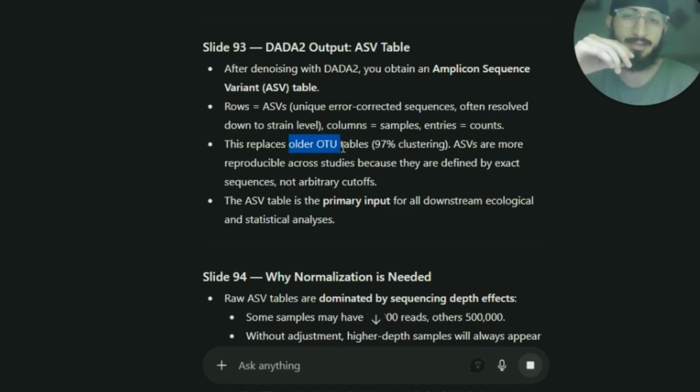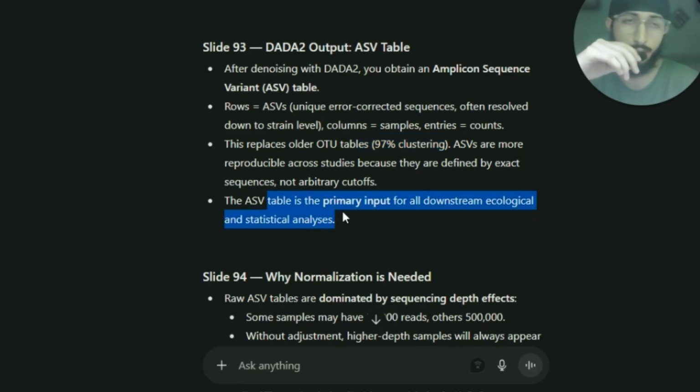This replaces older OTU tables which have 97% clustering. ASVs are more reproducible across studies because they are defined by exact sequences, not arbitrary cutoffs. The ASV table is the primary input for all downstream ecological and statistical analysis.